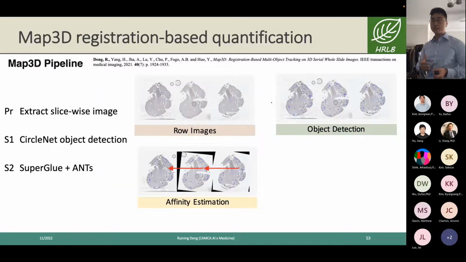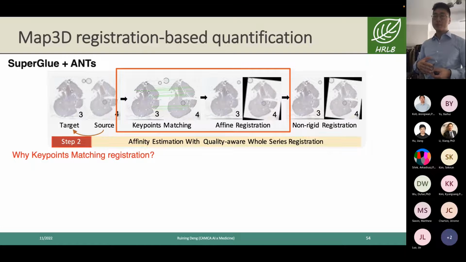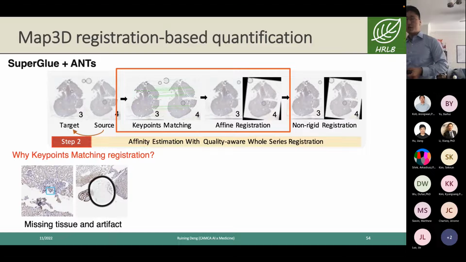After we receive the detection results, we do the registration, which is the most important part of our pipeline. We use two-stage registration for whole slide images. In radiology, usually we only use one step, like non-rigid registration, with a lot of deep learning models like VoxelMorph to register the radiology data. However, for digital pathology, we need to use keypoint matching registration as the initialization for the second non-rigid registration. The reason is that we have missing tissue and artifact issues, so the non-rigid registration is not reliable if it encounters those.